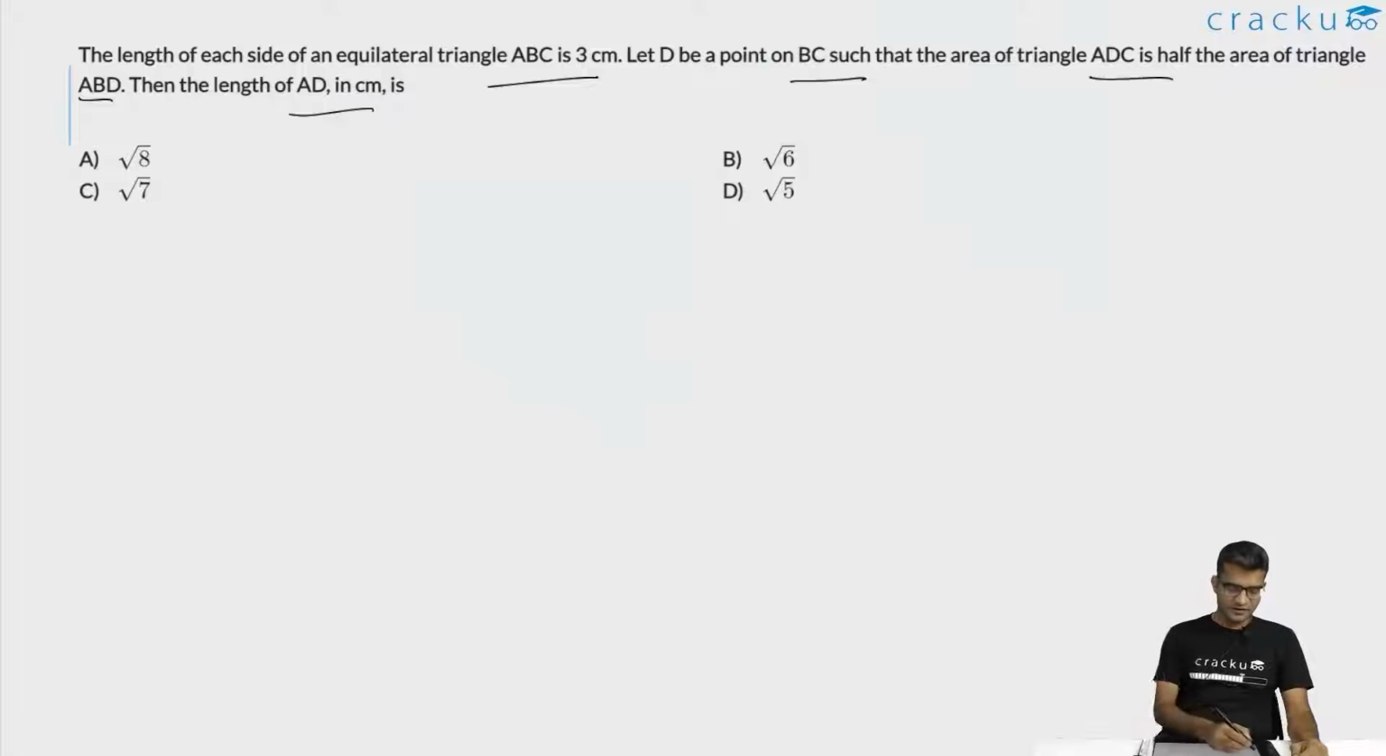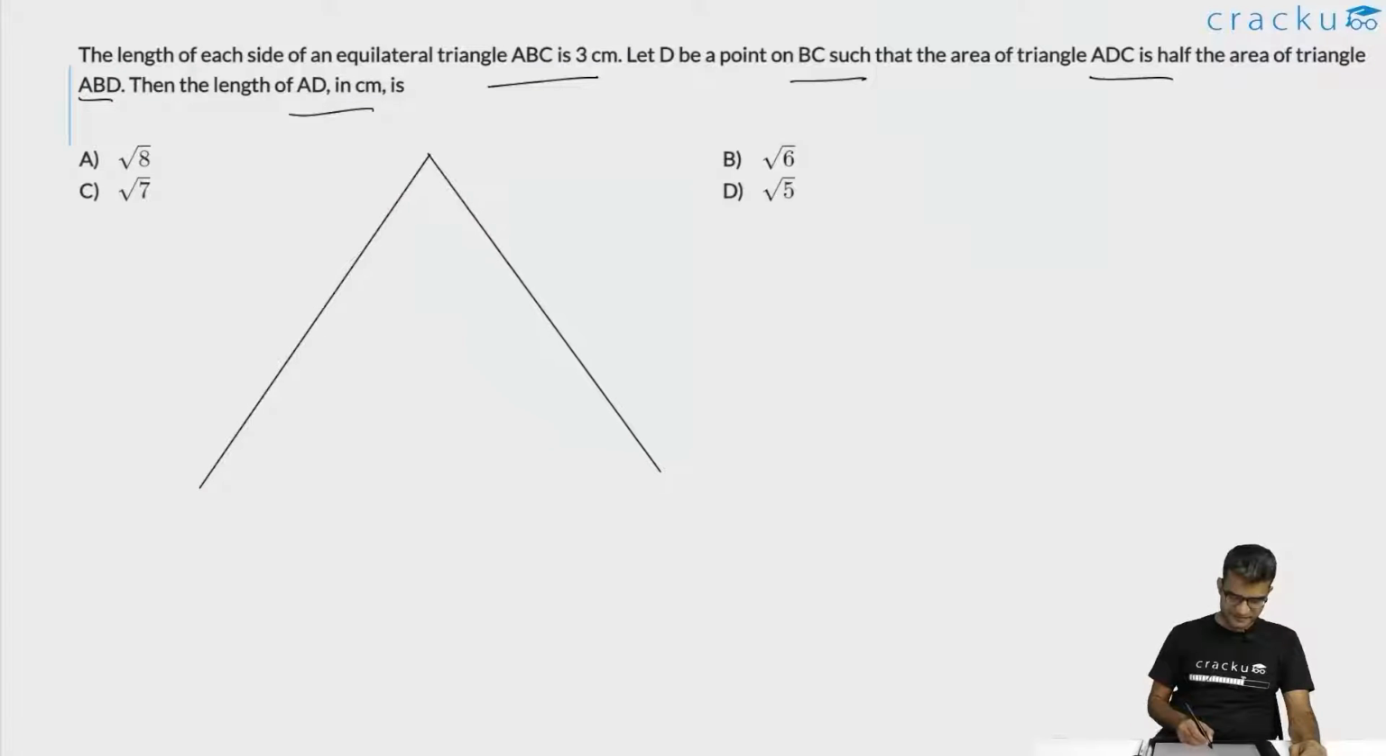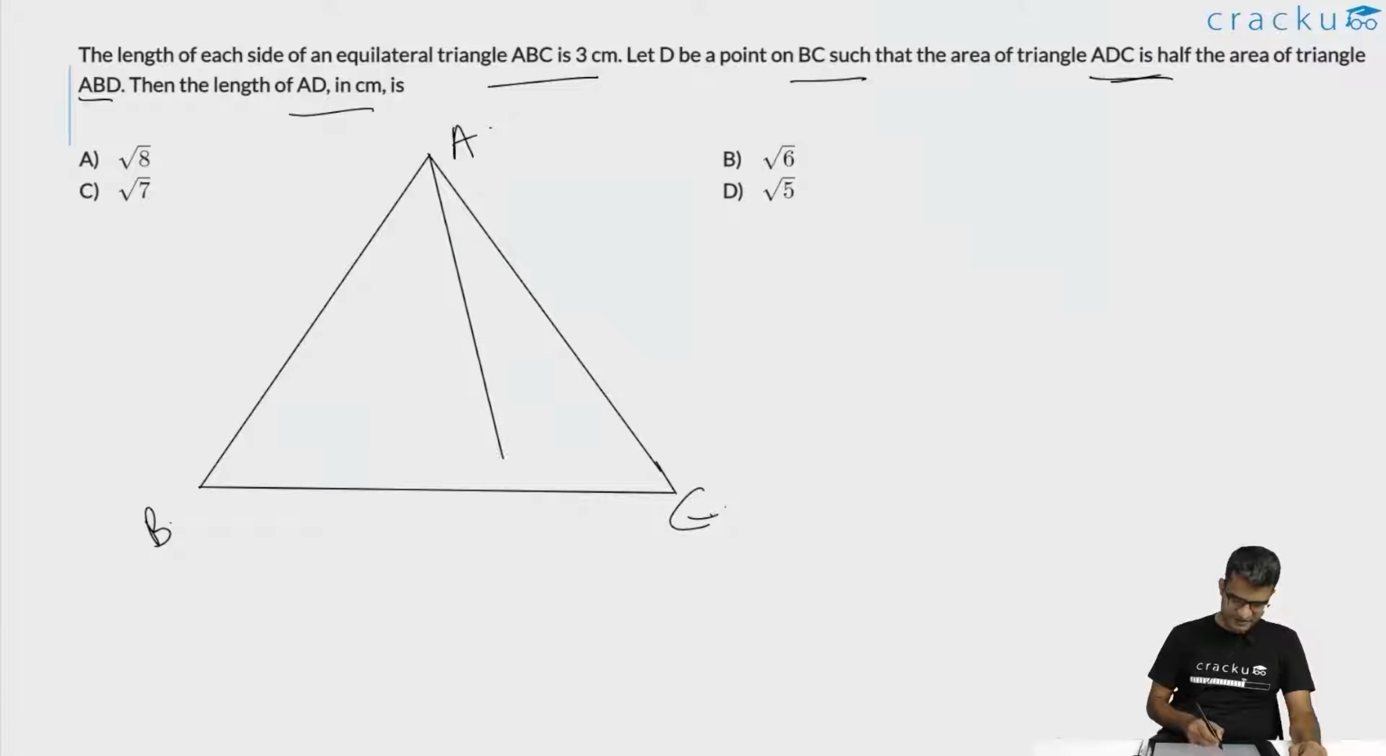So let us first draw the triangle so that we have a sense of what is being given and what is being asked. So this is an equilateral triangle. This is ABC. Now we have a point D such that area of ADC is half that of ABD. So D is something like this. So using this information, we can calculate the length of BD.